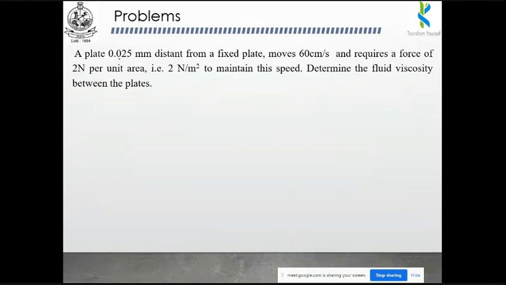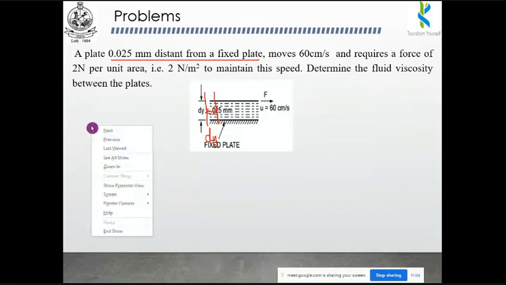A plate 0.025 millimeter distance from a fixed plate. So you have to draw a diagram for this. Initially we have a plate at a distance of 0.025 mm from a fixed plate. This is the distance between the two plates, and this distance will be marked as dy. I think we have a diagram for this, so I don't have to draw it.